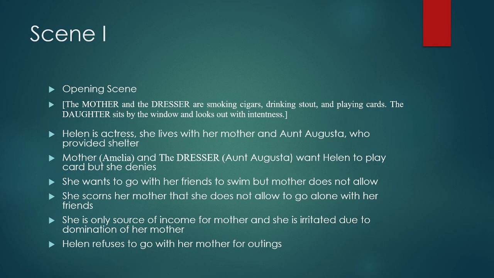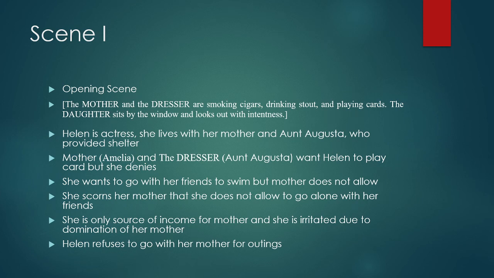So instead of using the names Amelia, Helen, Aunt Augusta, such types of names are given to the characters: mother, daughter and the dresser. So the relationship is provided to us, daughter, mother. We can see how that relationship is somewhat different in this play. Helen, the daughter, is an actress, we know that. She lives with her mother and Aunt Augusta who provided them shelter.